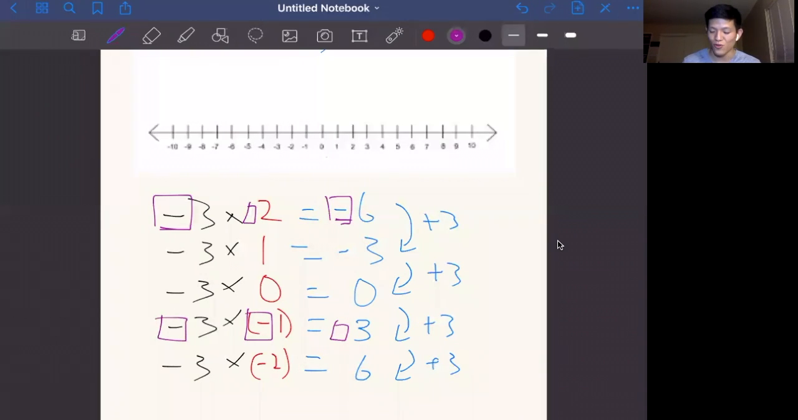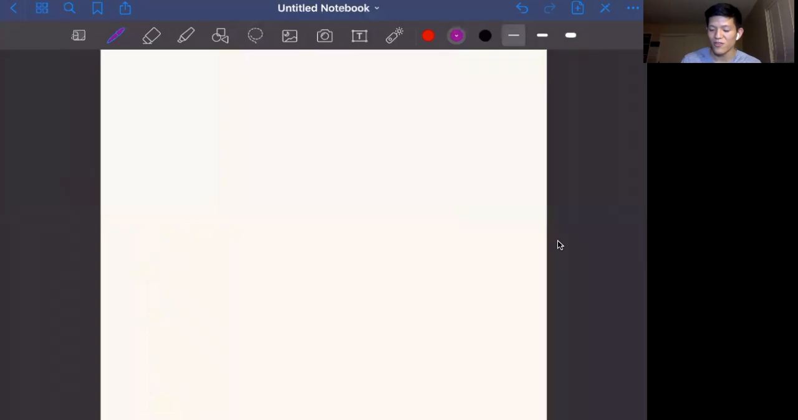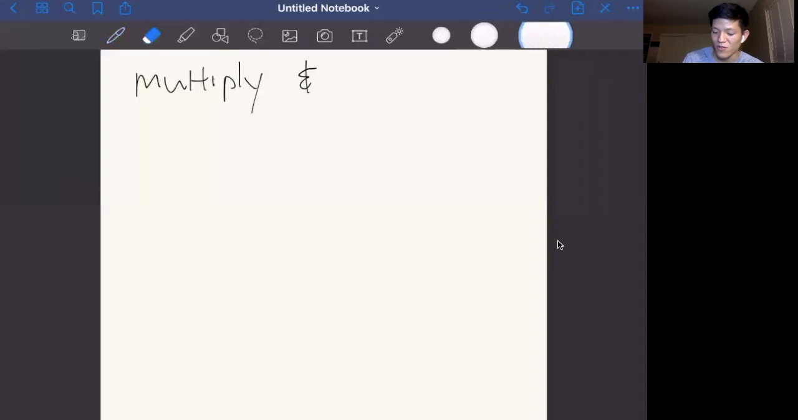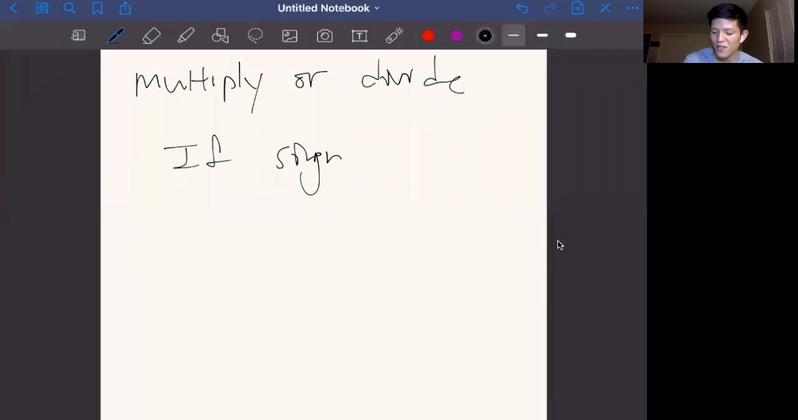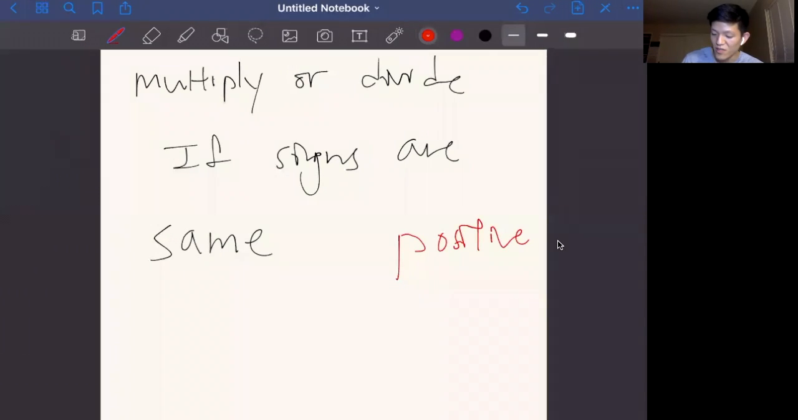This brings us to something that we can use later on when you multiply. And I'm just going to write dividing too, because it works for division as well. Multiply or divide: if signs are the same, then you get positive. When signs are different, you get negative.